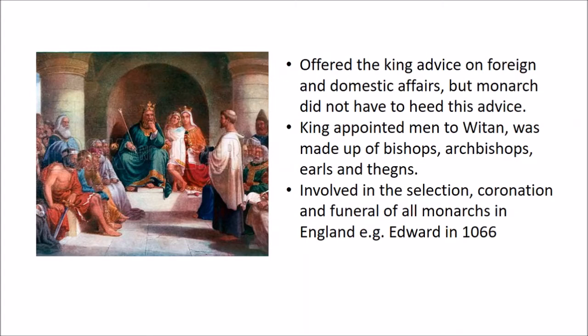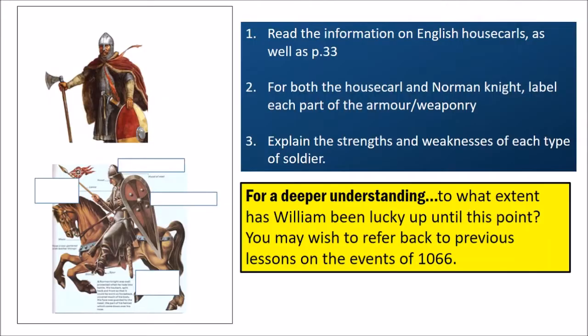So let us begin by looking at the 2 armies of Anglo-Saxon and Norman society. The Anglo-Saxons had housecarls, seen here in the top diagram, and the Normans had knights, as seen in the second diagram. Both of these were the creme de la creme, the best bit about each army.